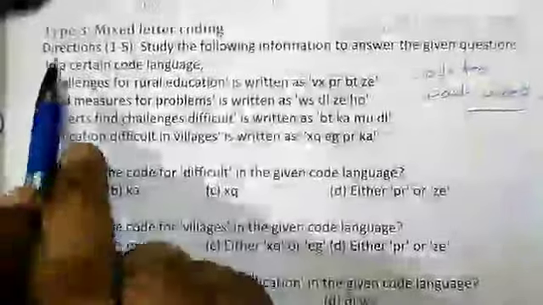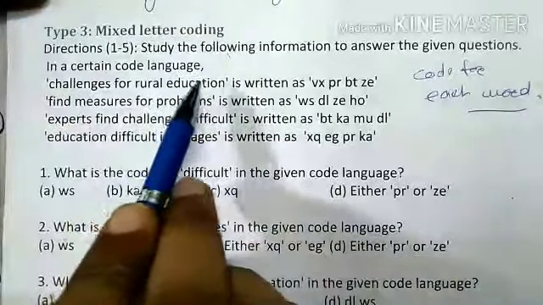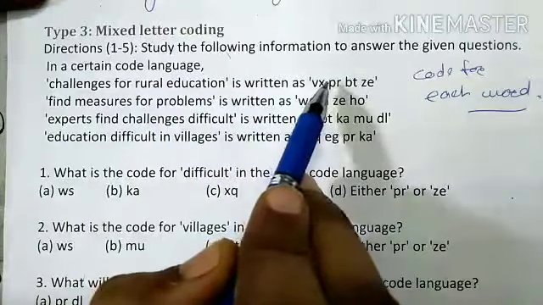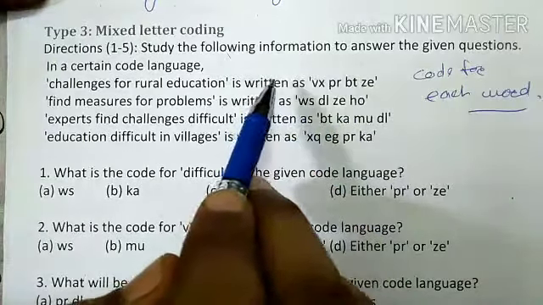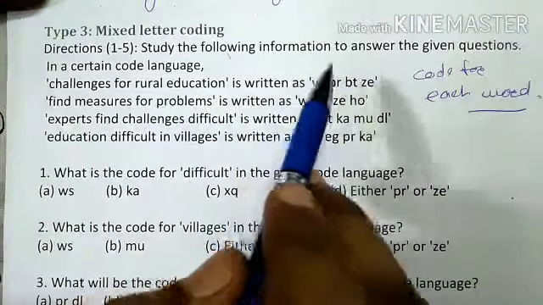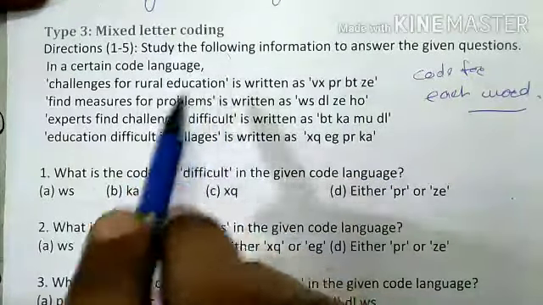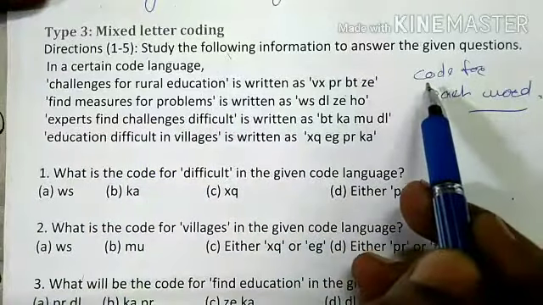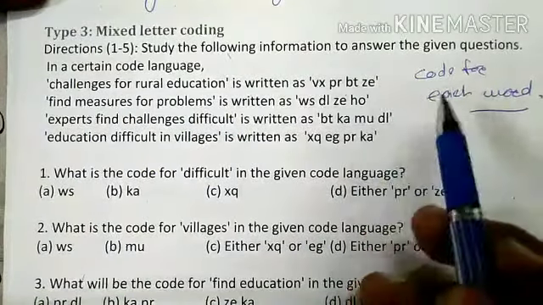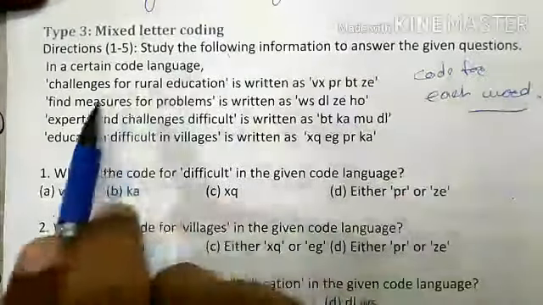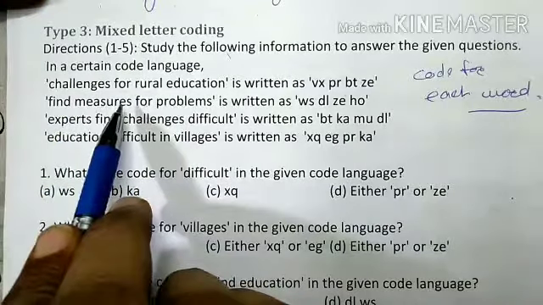Let us start this lecture with type 3 mixed letter coding, in which some group of words are coded into another group of words, or sometimes in questions group of words are also coded into numbers or symbols. What we have to do in such type of questions is find out the code for each word as per the requirement of the question.